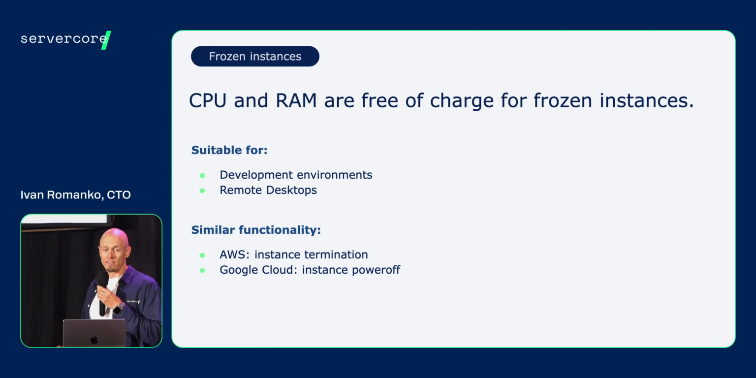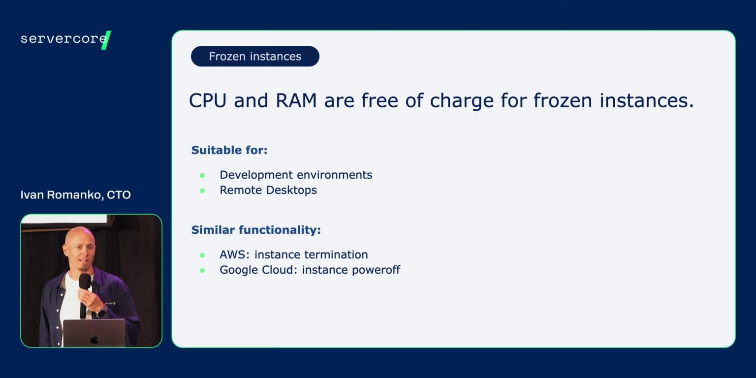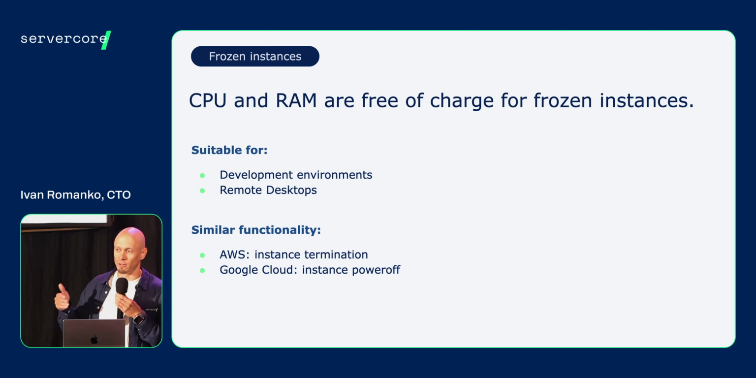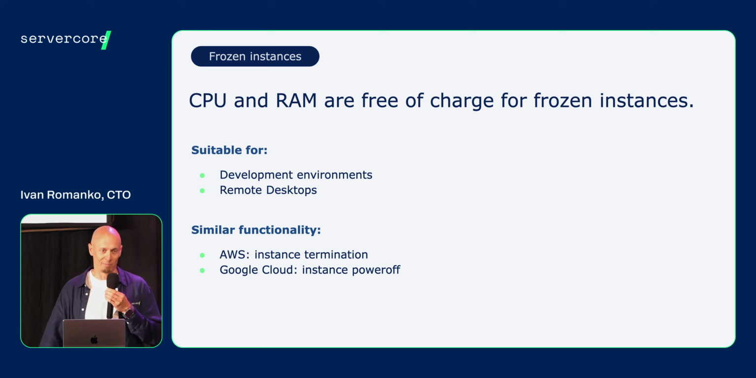So what are frozen instances? Basically, in AWS or Google Cloud, it's a mixture between your actions, like instance termination in AWS or instance power off in Google Cloud, and the effect the cloud gives you. When you turn it off, you stop paying for CPU and RAM.